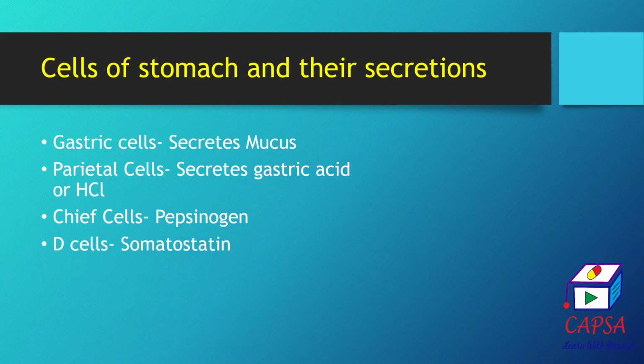D cells or delta cells, which secrete somatostatin. G cells or gastrin producing cells, which secrete gastrin.